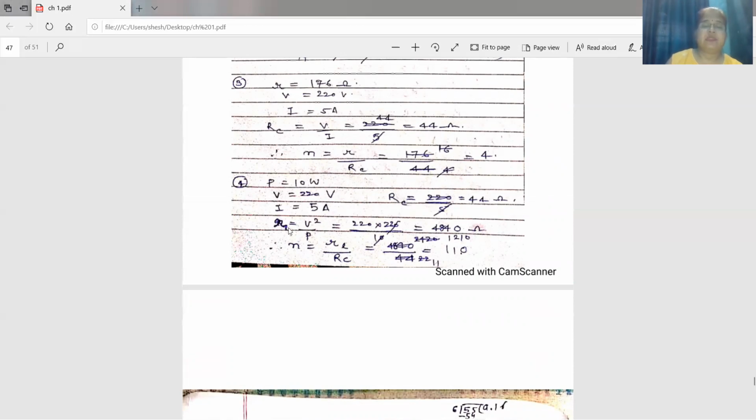Now find the resistance of the lamp by using the formula small r equals V square by P. V square is 220 into 220 and power is 10. So when you multiply it, you will get 4840 ohm. Now the number you want to find, the number of lamps used, is equal to the resistance of the lamp by the resistance of the circuit. This is 4840 divided by 44, you will get 110.